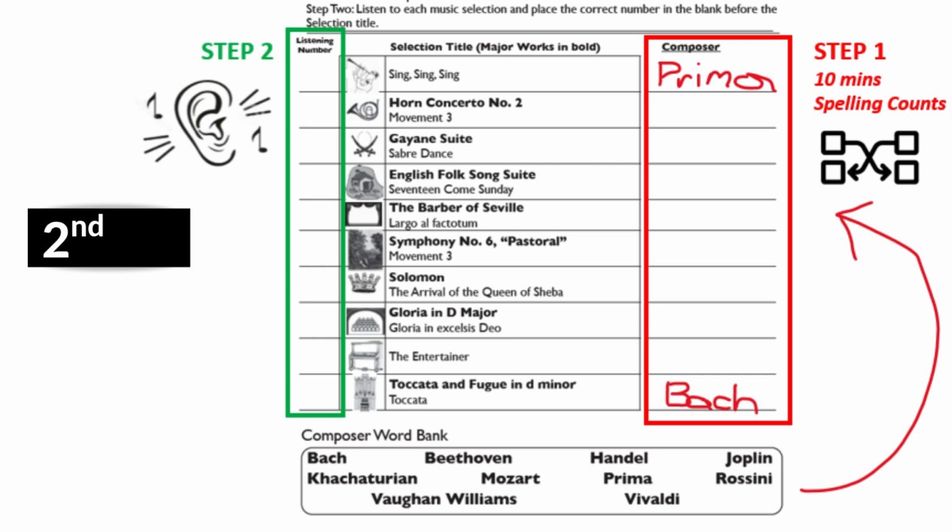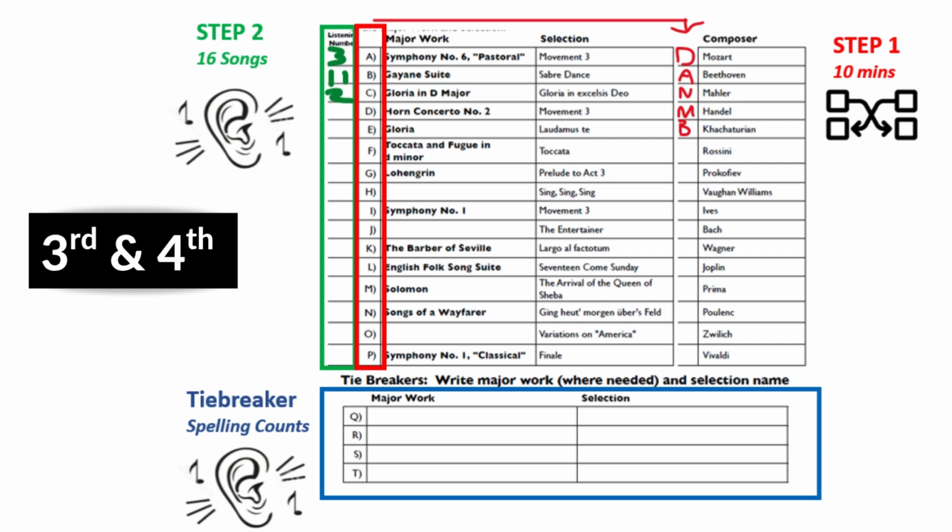You will play the music track. As they listen, students write the correct listening number next to the matching selection title. Note that the red and green highlights are only shown here for training purposes and don't appear on the actual answer sheets.